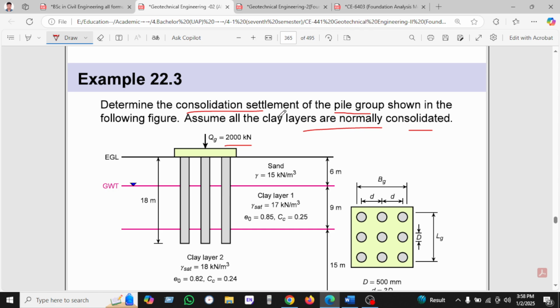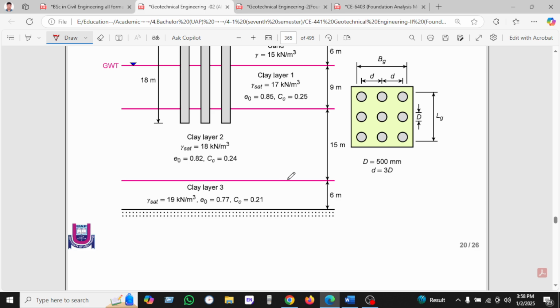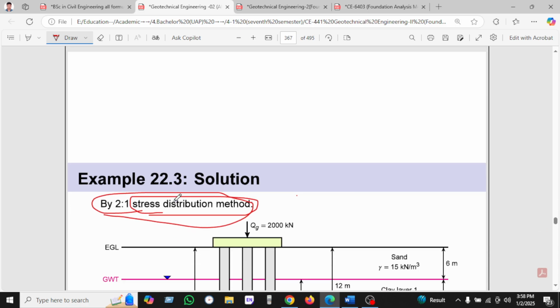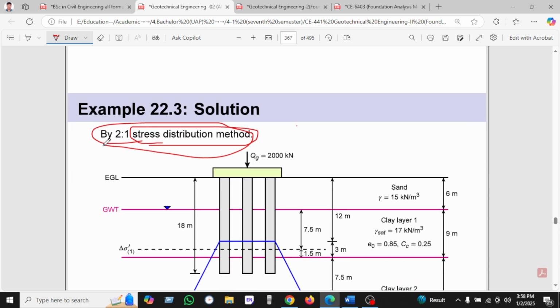Determine the consolidation settlement of the pile group shown in the following. Assume the layer is normally consolidated. You can see all the parameters given here. Lg, Bg, and n equal to the number of piles in the x direction. Now we'll see 3 minus 1 into d. D is found, and d is the diameter, which is 3. Okay, here is the stress distribution method, 2:1.